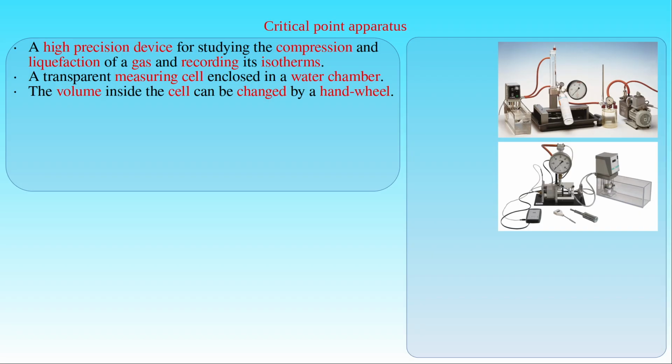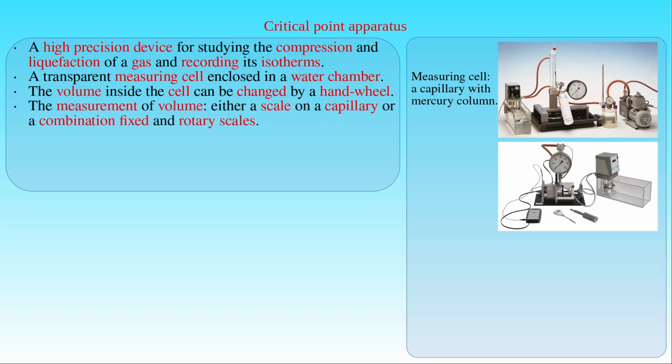The apparatus in the first photo uses a capillary as the measuring cell made from an extremely strong glass, and a glass cylinder as a water chamber. The lower meniscus of a mercury column in the capillary shows the position that can be read for the determination of the volume. The mercury is supplied from a stainless steel pressure chamber sealed to the measuring capillary. For the apparatus seen in the second photo, the change in the volume of the measuring cell is indicated by a combination of a fixed and a rotary scale to a high accuracy.